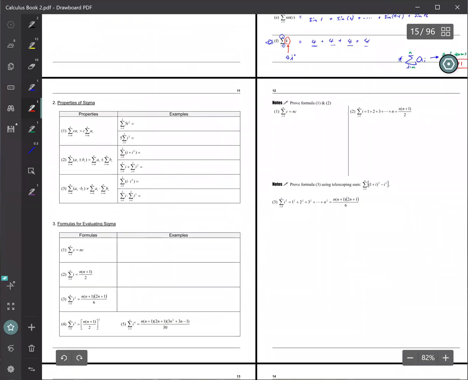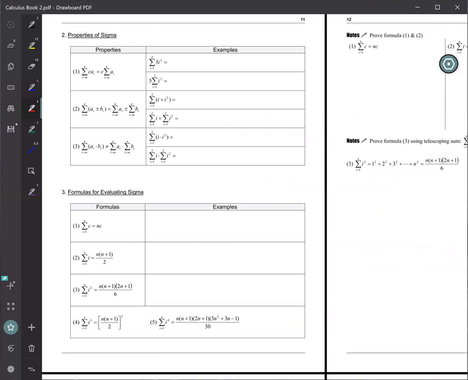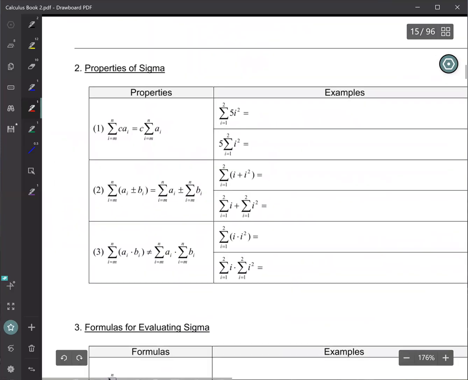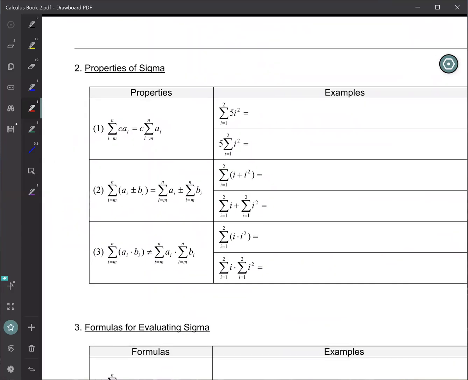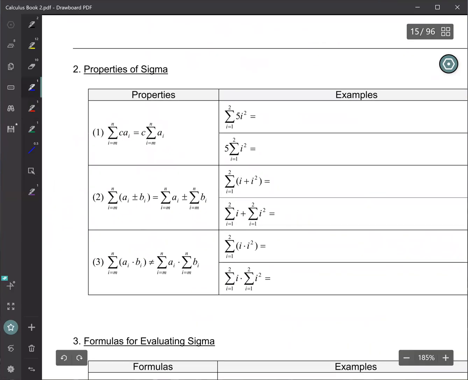Now let's take a look at what we have here. We have some properties for dealing with sigma. Try to relate this with derivative, okay? Some of the properties are similar to derivative. Remember when you do the prime, let me rewrite this. If I want to prime a function that has a constant in front, let's say 5, the rule was the 5 will just stay there. I could just prime the function. It won't change. Remember this one, right?